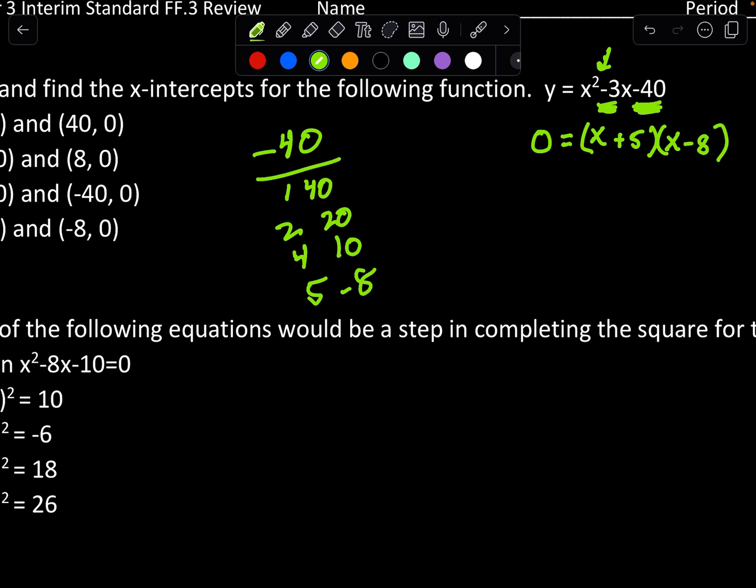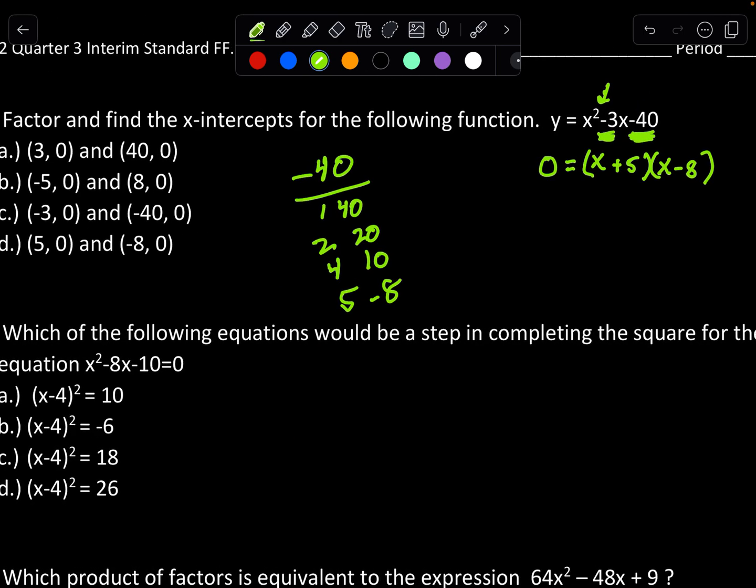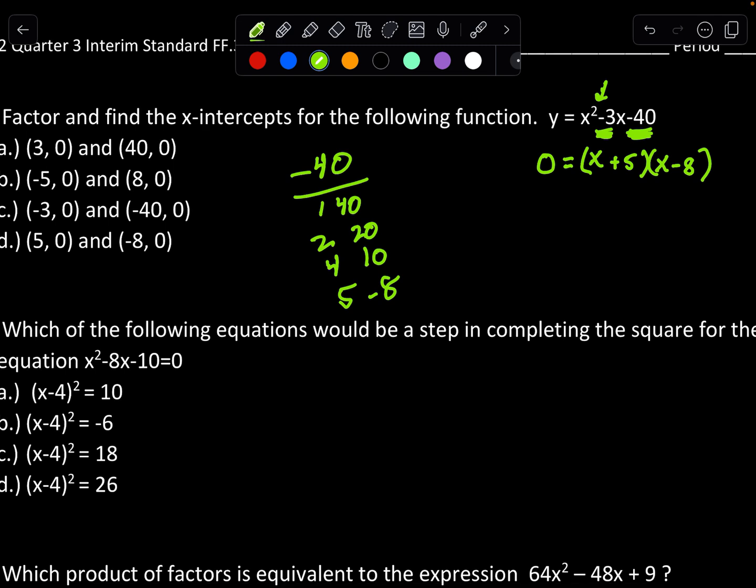All right, so these are the factors, though. They are not the solutions or x-intercepts. To get the x-intercepts, I need to use the zero product property. Some of you might think, oh, that's easy enough, I just take the opposites of the numbers in the factors, and that's true, I guess in this instance. Zero product rule: we set each one of these factors equal to 0. x plus 5 equals 0, and x minus 8 equals 0.